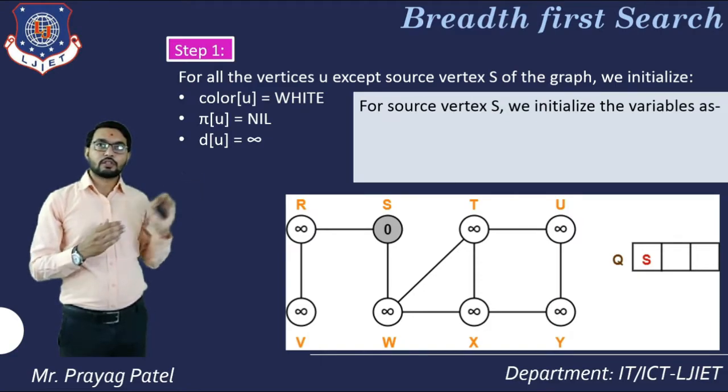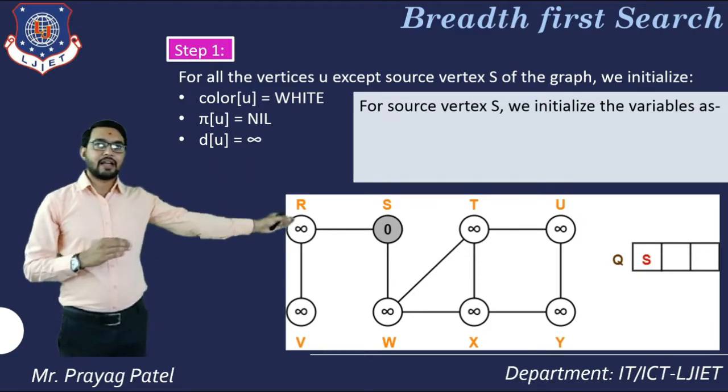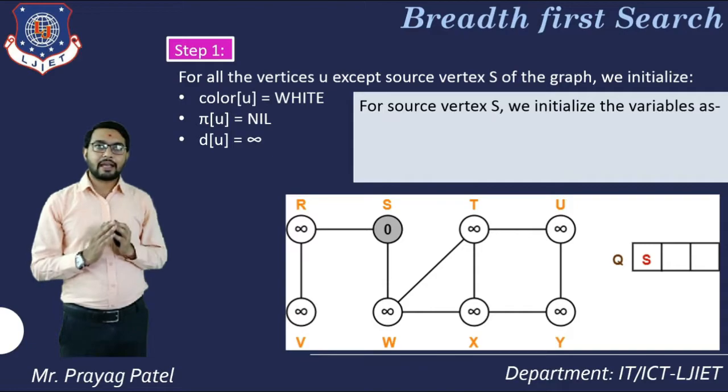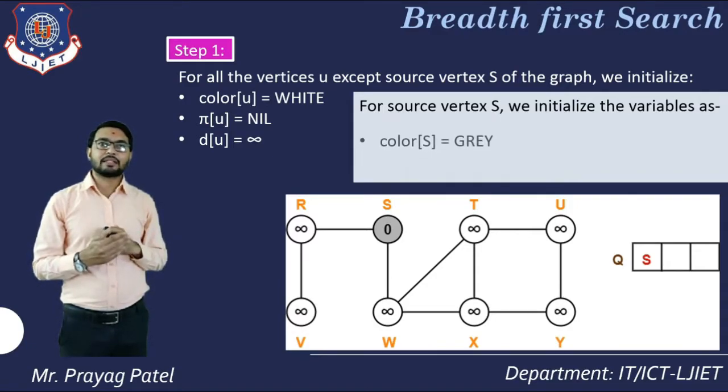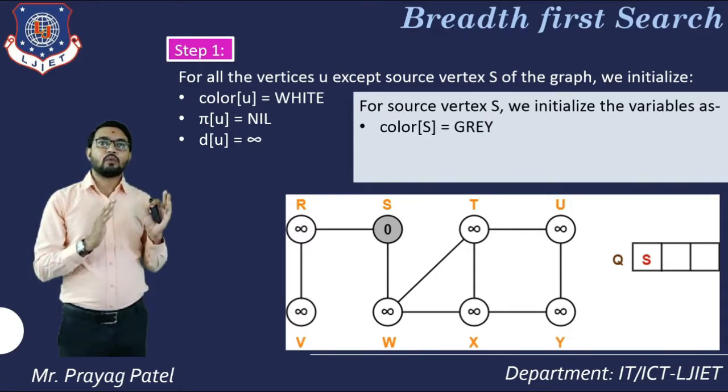Now for the source vertex S, we initialize the variables of S. Color of S equal to gray.